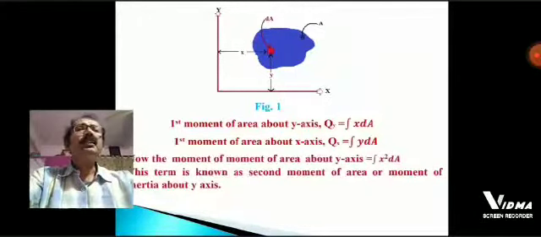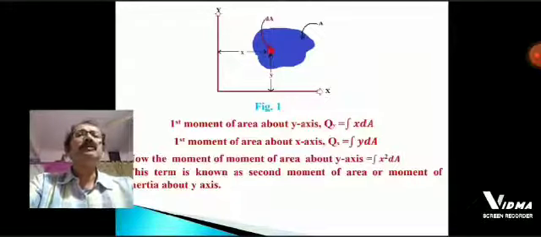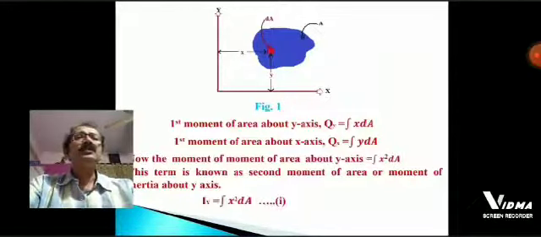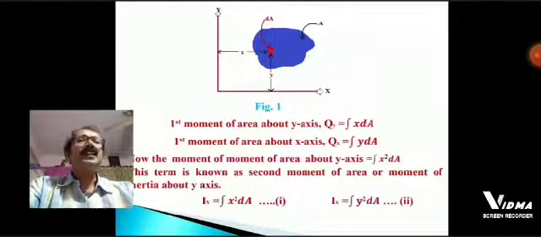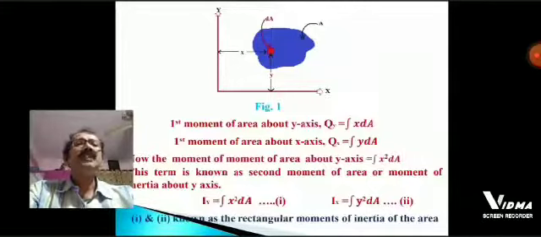Now the moment of area about the y-axis is integration x square dA. This term is known as the second moment of area or moment of inertia about the y-axis. So it is called Iy, that is integration x square dA, and Ix, that is integration y square dA. Equations 1 and 2 are known as the rectangular moment of inertia of the area.